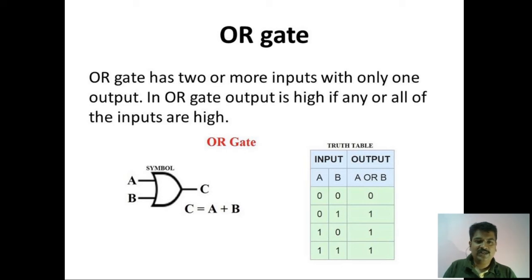Okay. So look at the truth table. You can only get the high output if any one of the inputs or both the inputs are high. It is sufficient that one input is high to make the output high for OR gate.